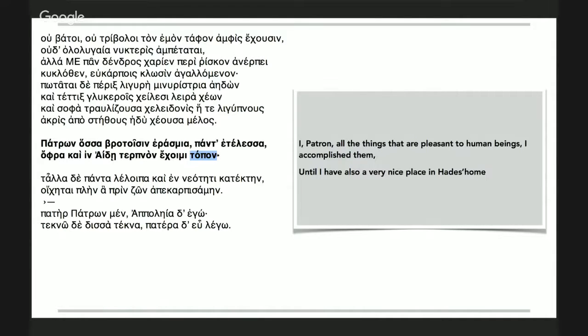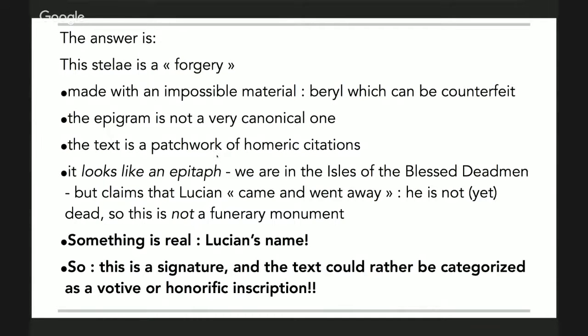So coming back with all the parallels, with all the tools we used, I think we can better understand the intention of the allusion made by Lucian in the lines we were reading together. The answer to the question, what is true, what is wrong, what is fake, is this: the stele is a forgery. That is, it is made with an impossible material, beryl, which can also be counterfeit. The epigram is not a very canonical one. The text is a patchwork of Homeric citations.